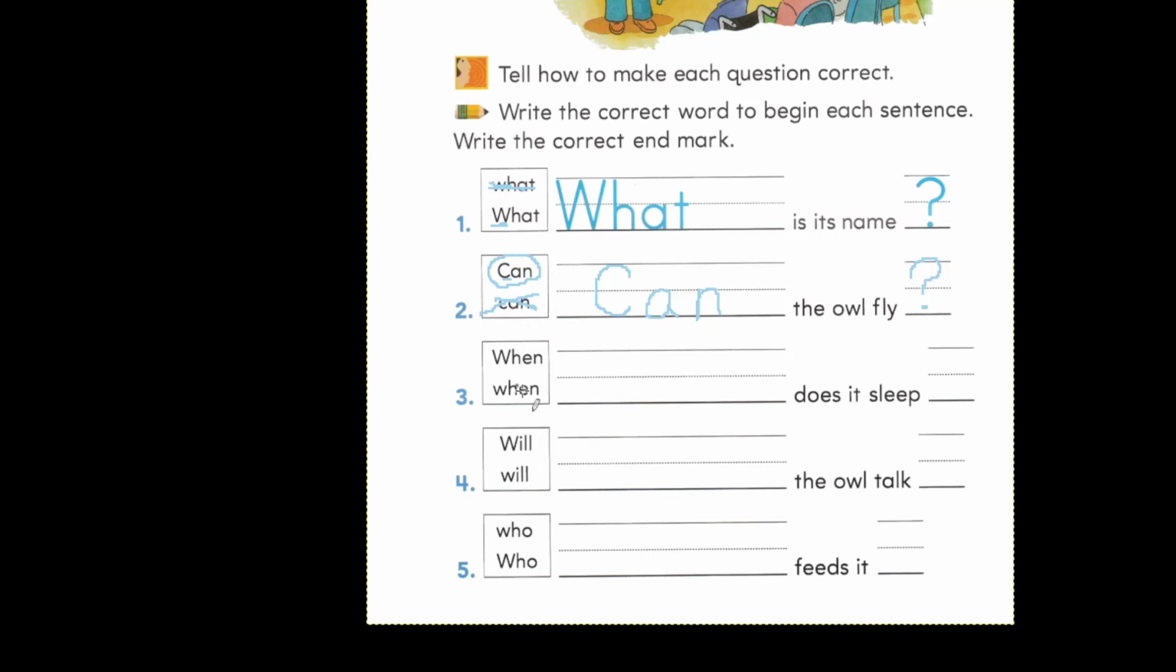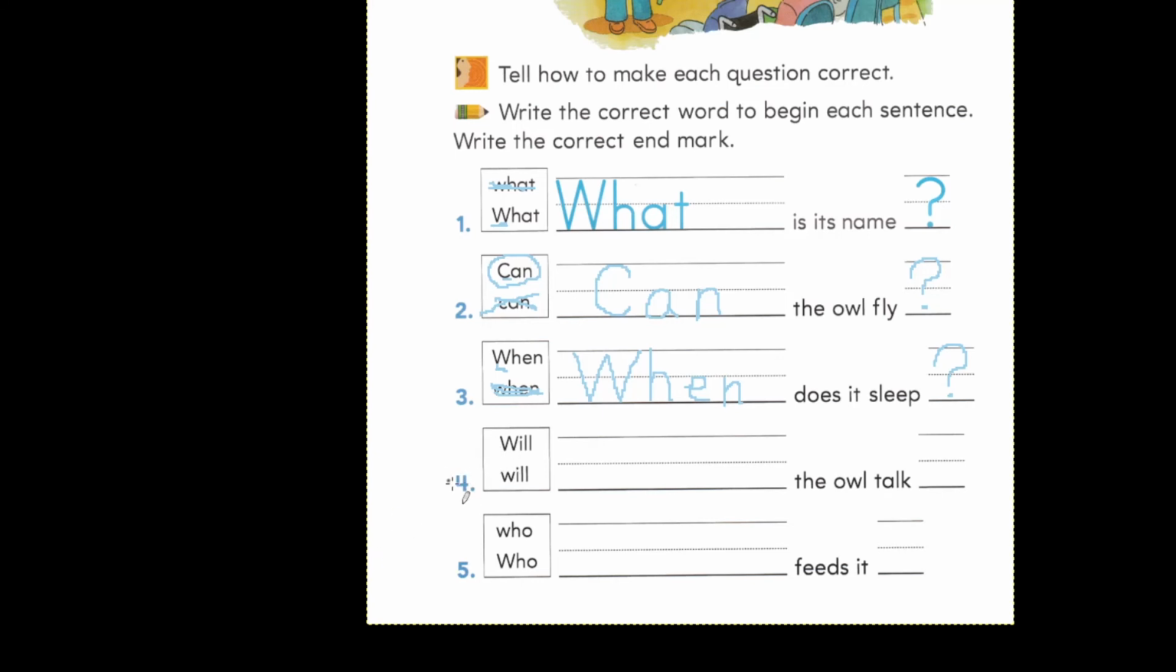Very good. Now, when does it sleep? Well, let's see. The first rule is we need to start a sentence with an uppercase letter. So we cannot use this when. We have to use this one because it has the uppercase W. So let's write that in. W-H-E-N. When does it sleep? And we need to end it with a question mark.